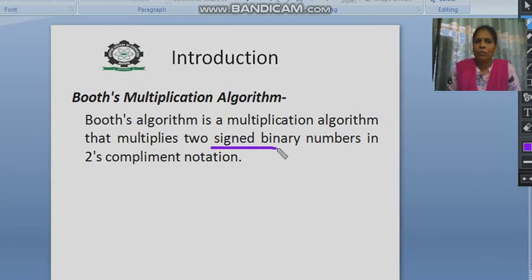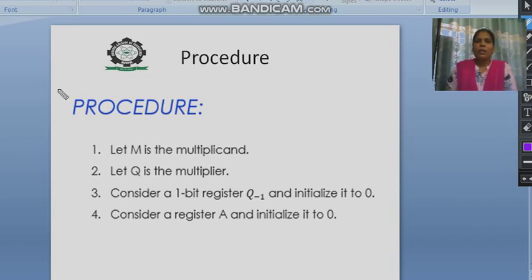In Booth's algorithm, we use signed binary numbers and we use the 2's complement notation. Means we need to use 2's complement notation for performing Booth's algorithm. Now, in the next slide, we can clearly see the procedure we need to follow in Booth's algorithm.